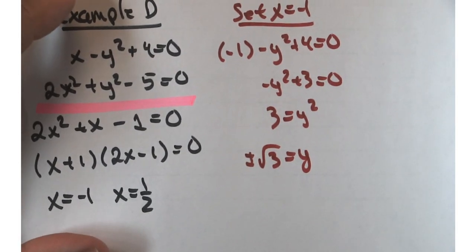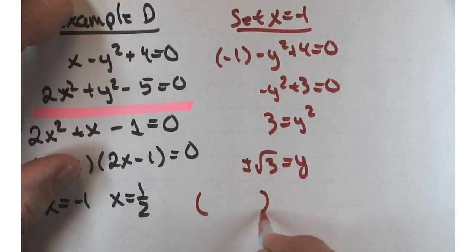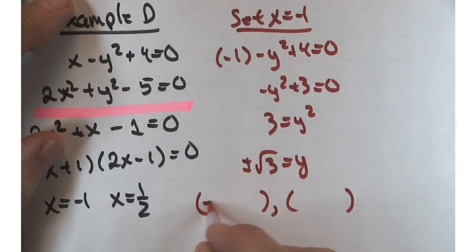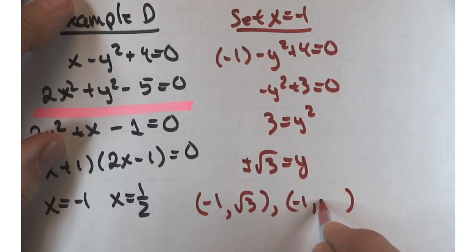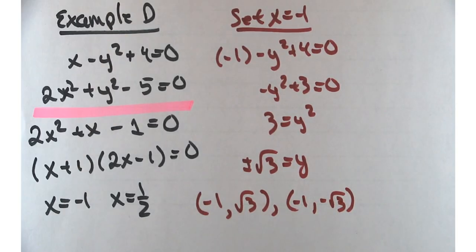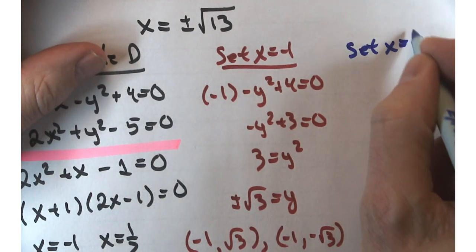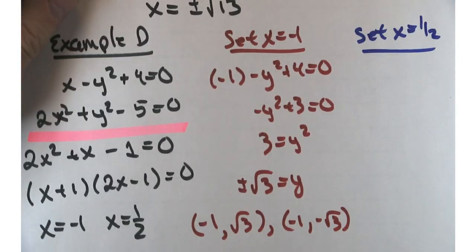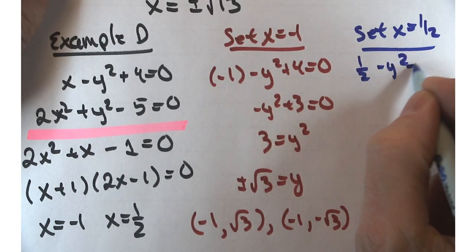Now let's just pause for a moment and write down our solution in terms of x and y coordinates for this part of it. There's two parts, right? When x was -1, we got either y was the square root of 3 or y was negative the square root of 3. So that's two of these. Let's see about when x is 1/2. So set x equal 1/2. So again, we're going to use the first equation, put in a 1/2 minus y squared plus 4 equals 0.